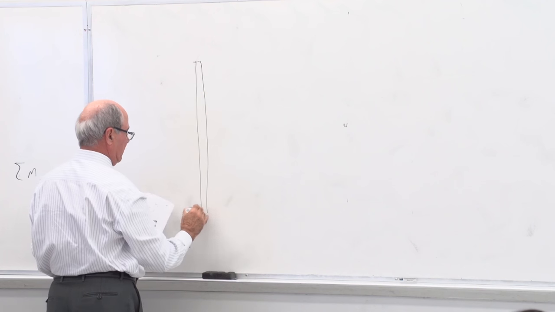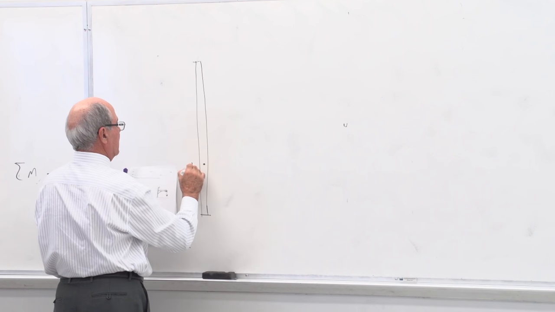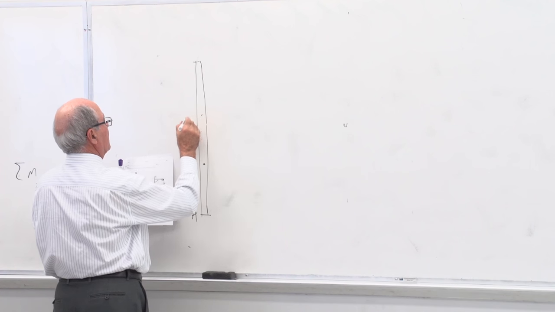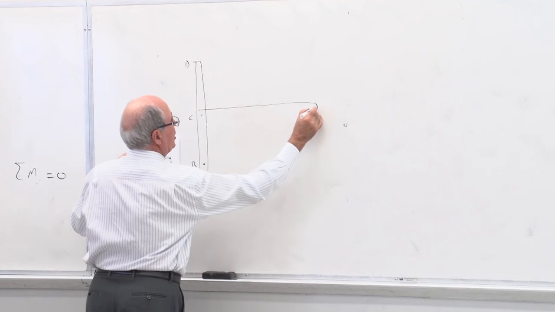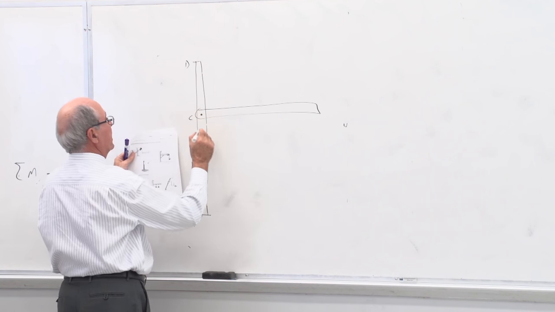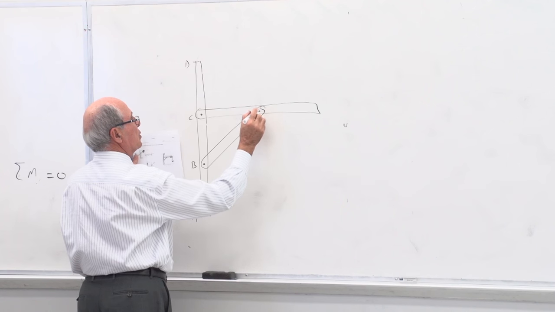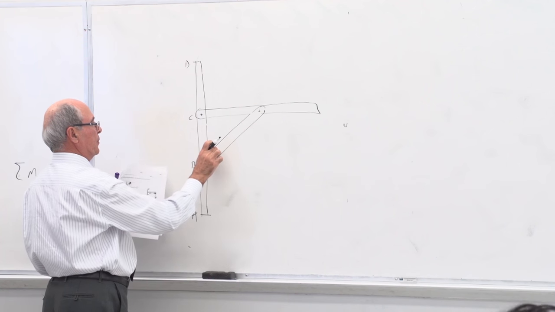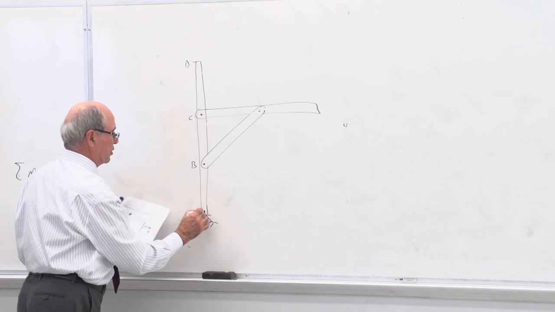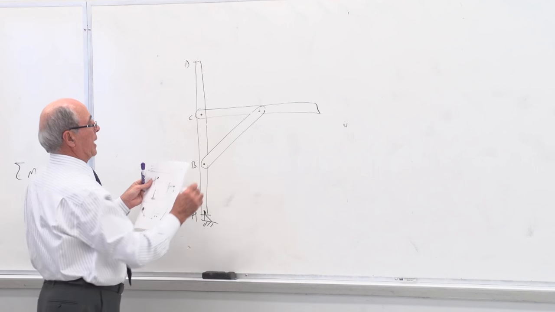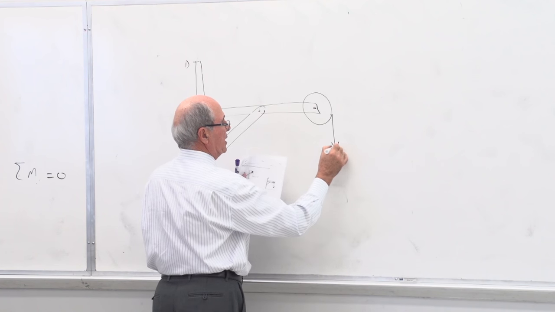So here we go. There is a vertical member there, and A, B, C, and D here. And there is another horizontal member going here. It's pin connected here, pin connected here like this, these two together, pin, pin. And here is also pin connected to the floor. So this is a pin connection there. And there is a pulley here. And there is a weight hanging from here.